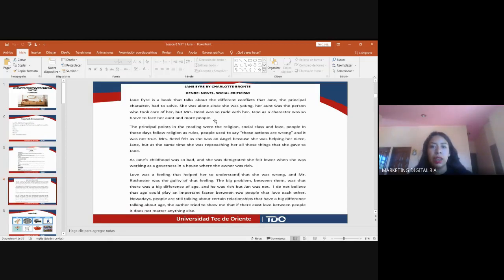Here we have Jane Eyre by Charlotte Bronte. This book has a movie. It's a really good book, but also a really good movie. And the theme here, this is an example: the principal themes in the reading were religion, social class, and love. So this book talks about religion, social class, and love. Those are the themes of the book. But everybody is reading a different book, so you might have different themes in your book.